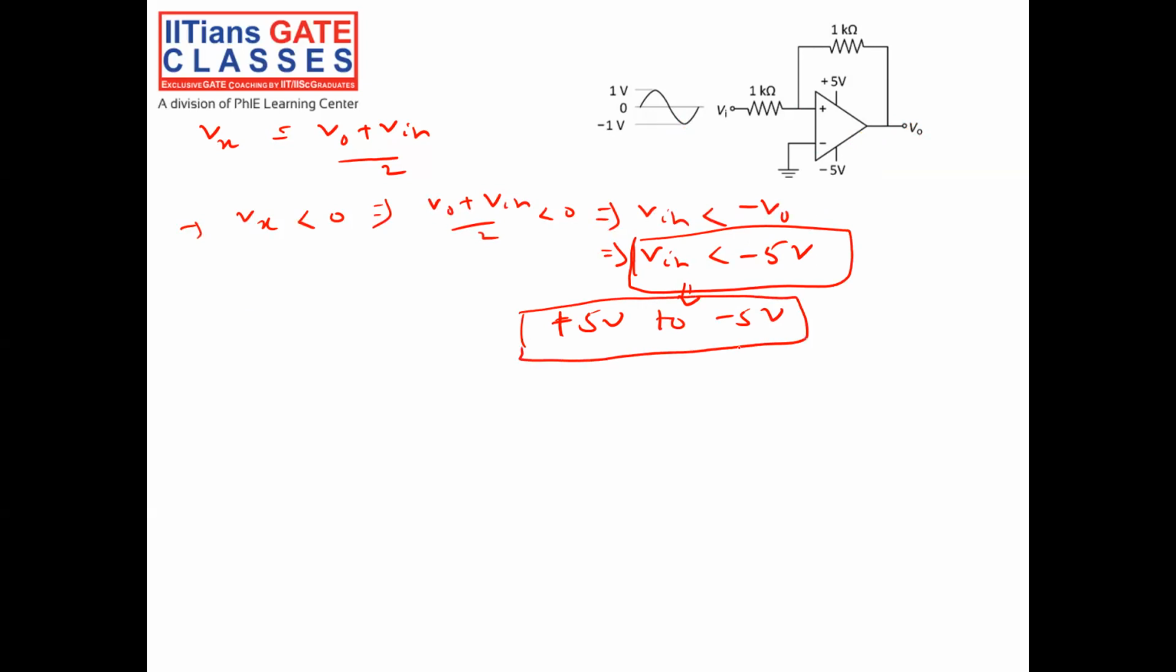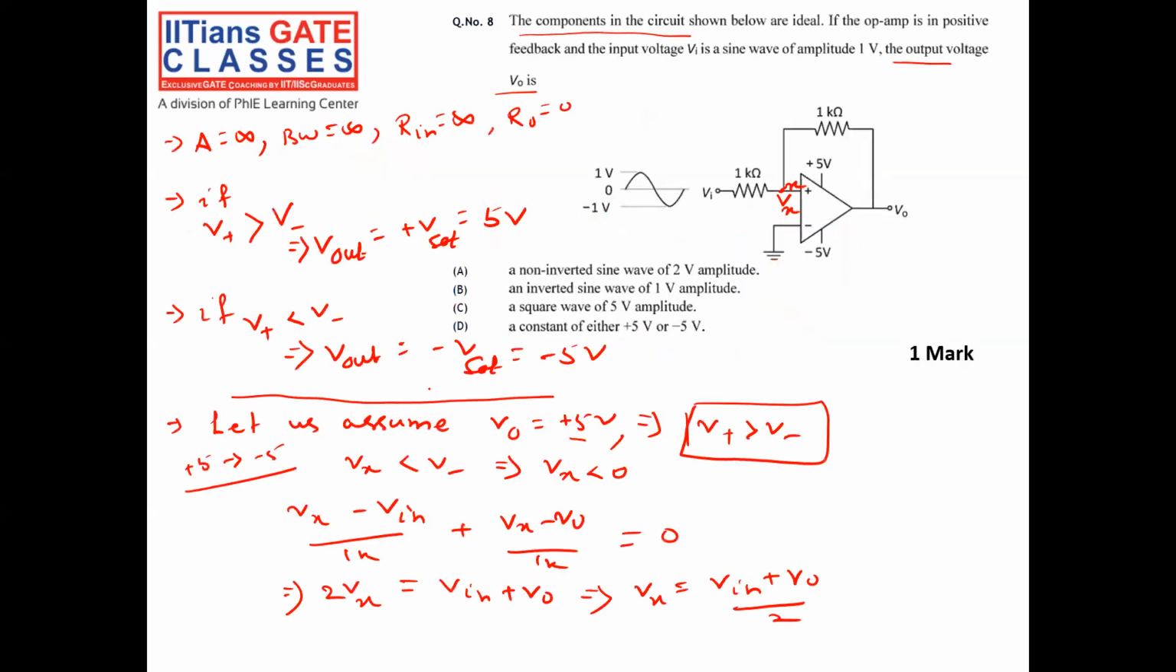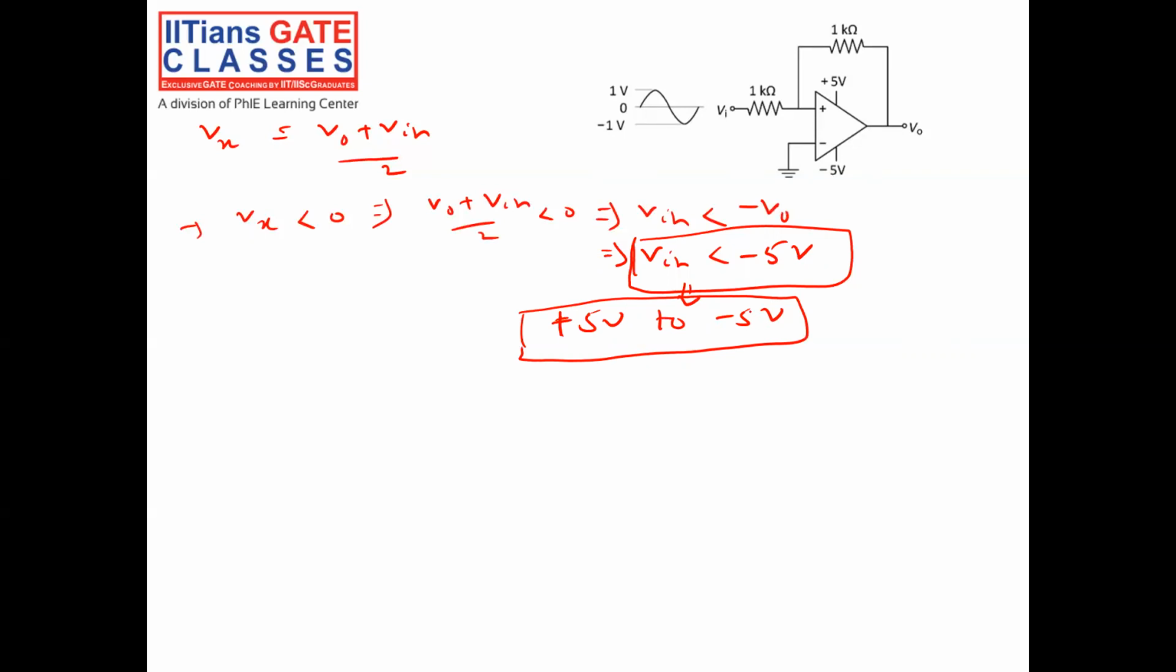Right. So if my initial assumption is right, V0 is +5 volt. To go to -5 volt, I need my input voltage to be less than -5 volt. Okay. Now, suppose my output is now -5 volt.